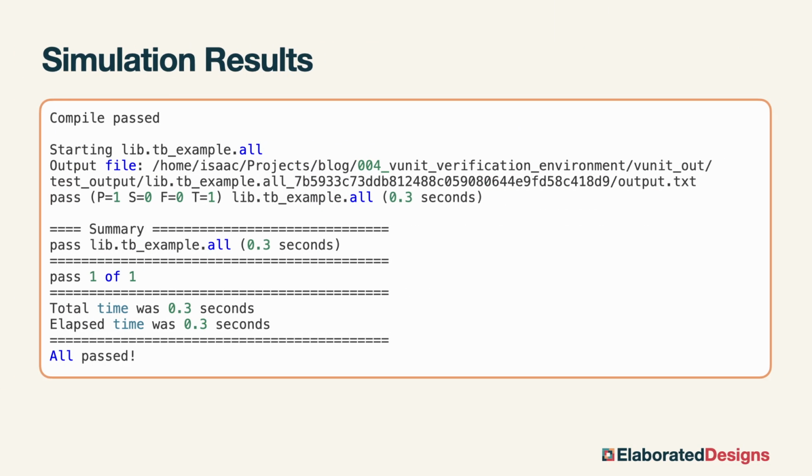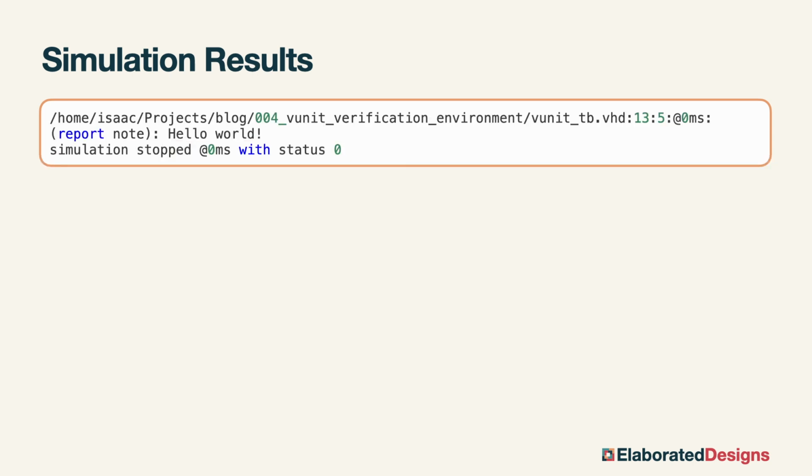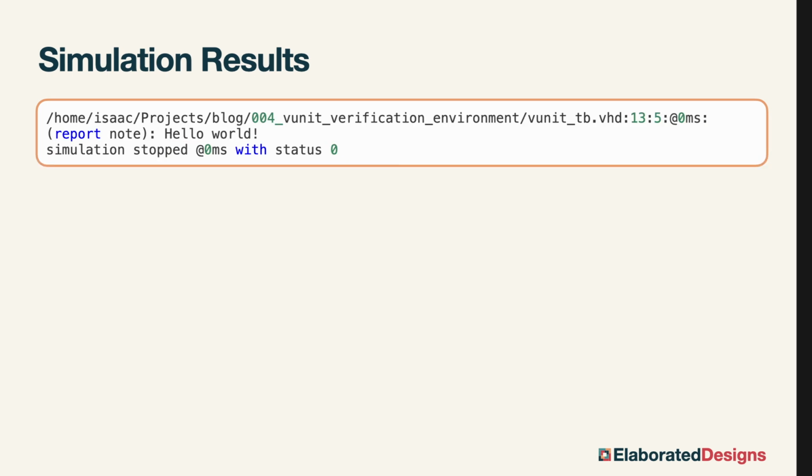The terminal output confirms that the test was run successfully. Line 4 shows the location of the file where all the messages in our test bench are logged. Our test case executed a single statement, printing "Hello World" to the output file.